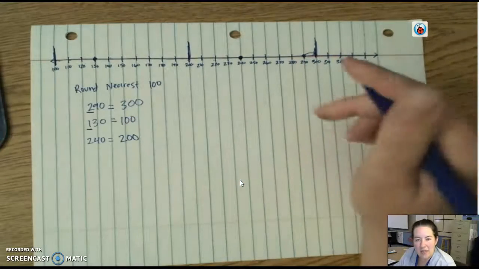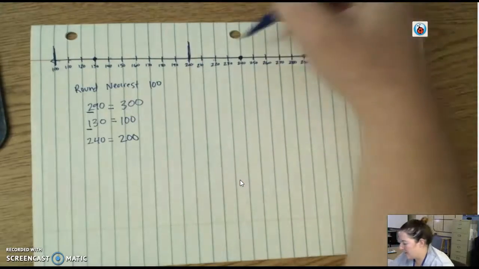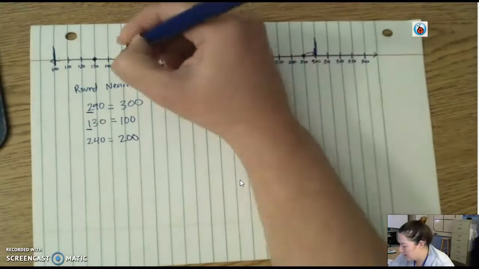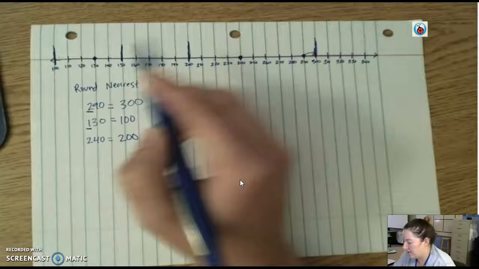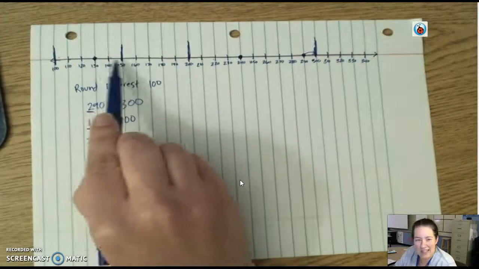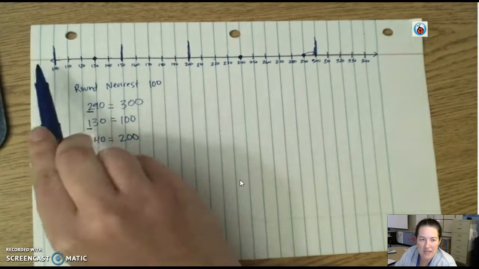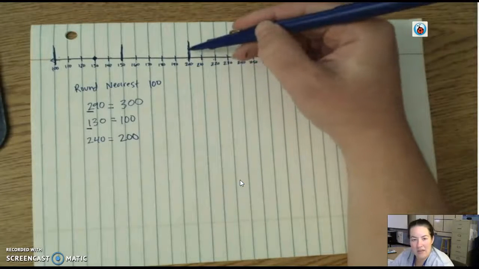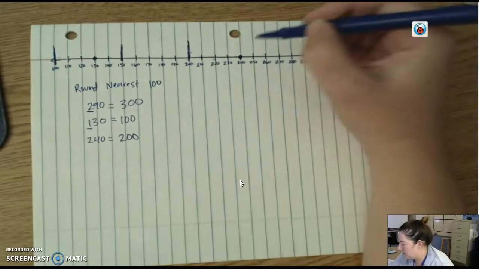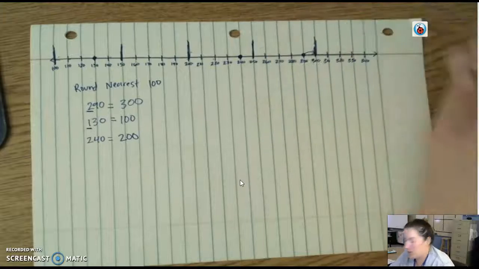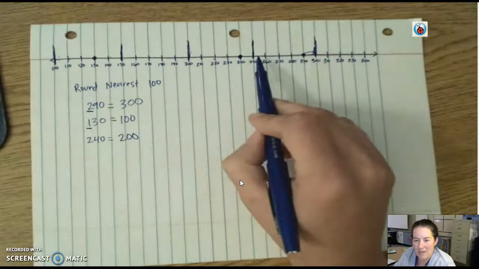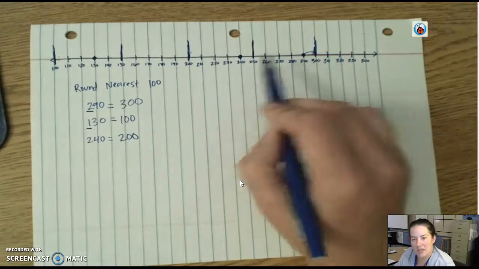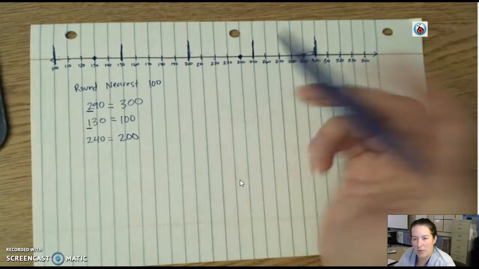Another way to think about it using a number line is you can mark the half. So what's exactly halfway between 100 and 200? Right, 150. So if it's less than a half, it's going to round down to the lowest 100. Same thing, what's exactly halfway between 200 and 300? 250. So if it's less than half, it will round down. If it's larger than half, or exactly half, it will round up.